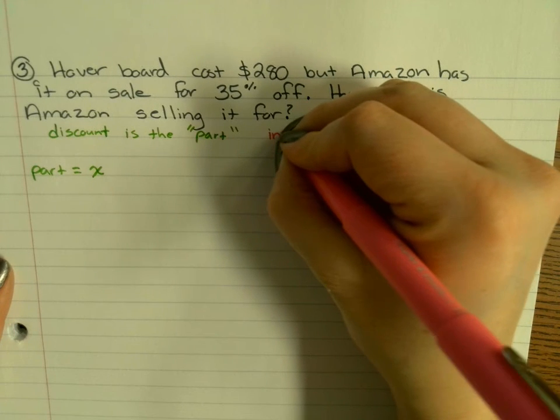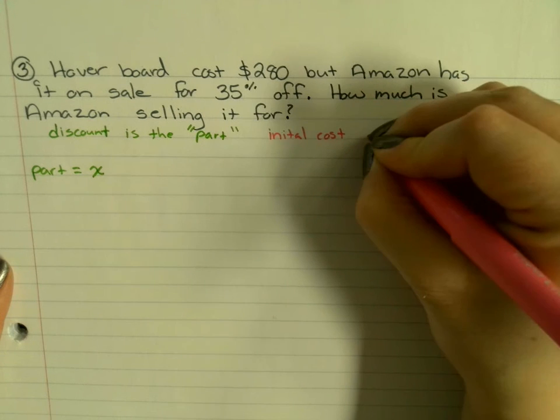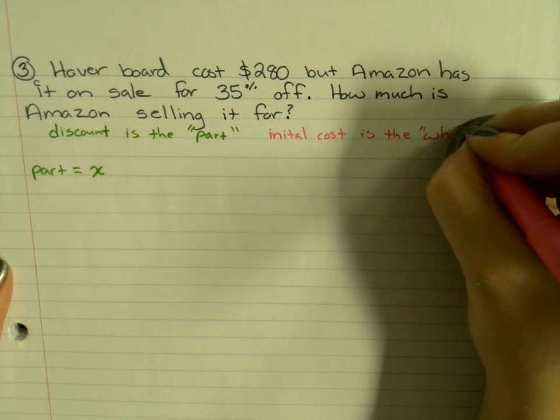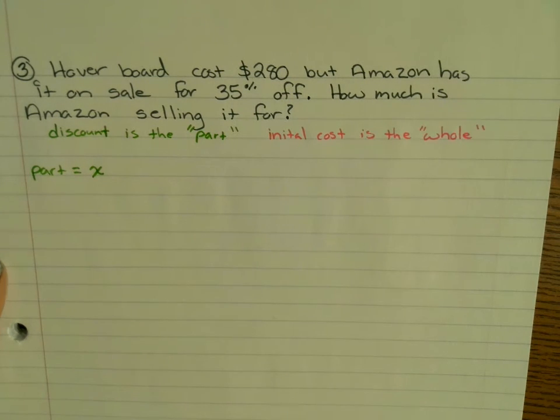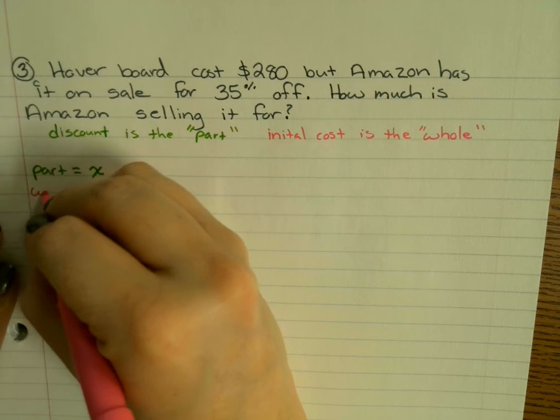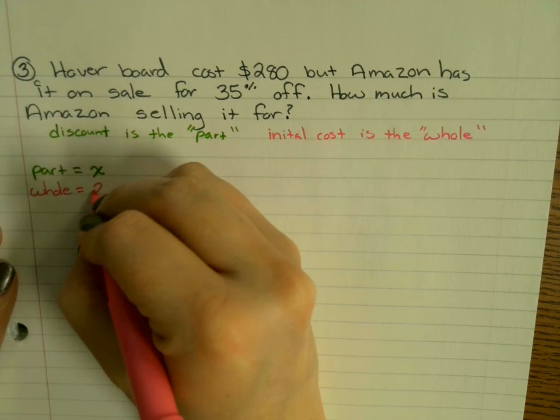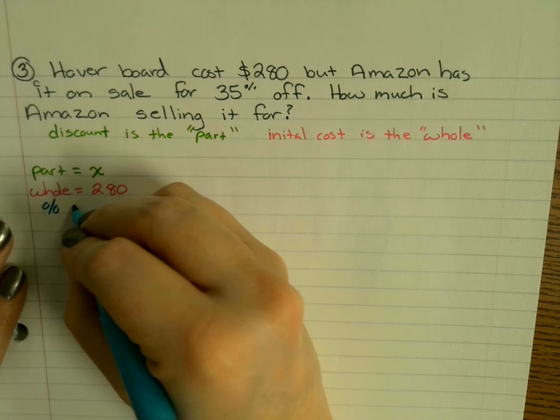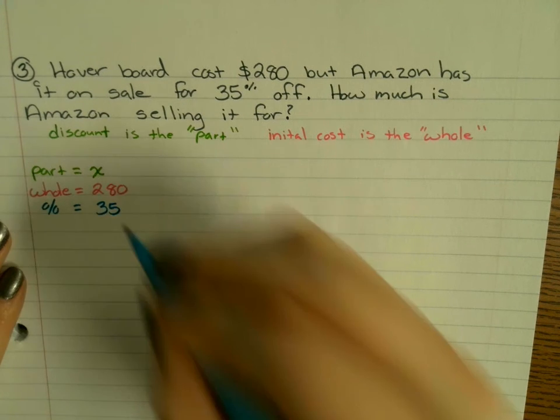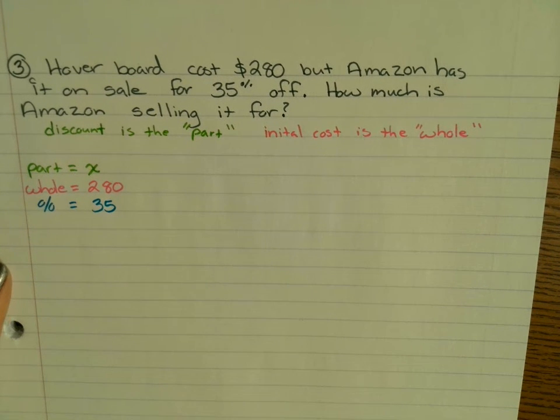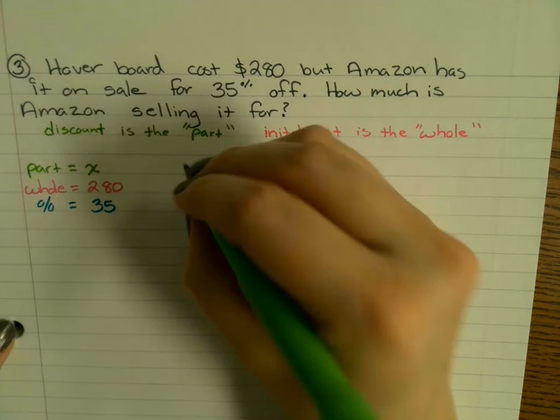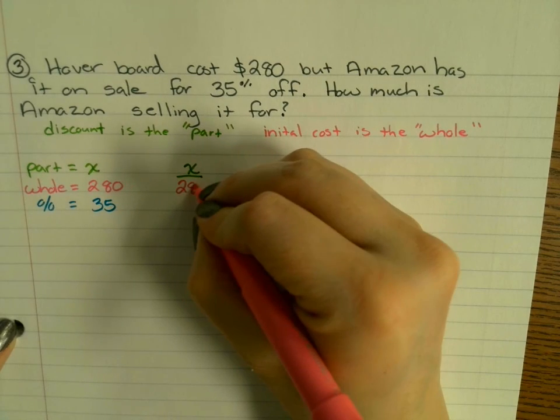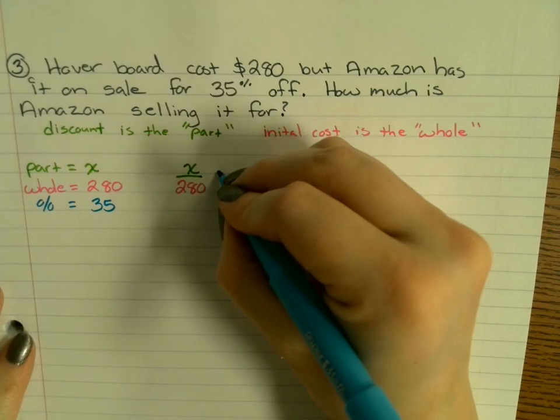Again, your initial cost is your whole. The initial cost of the hoverboard was $280. So there's the whole, $280. And like always, a percentage has a percent sign behind it, so 35%. So we're going to set this up as X over 280 equals 35 over 100.